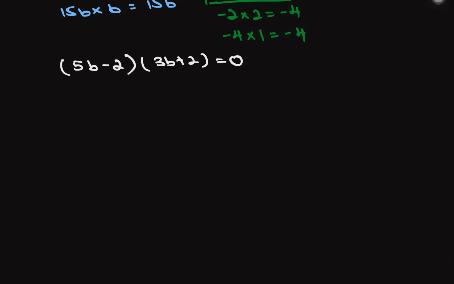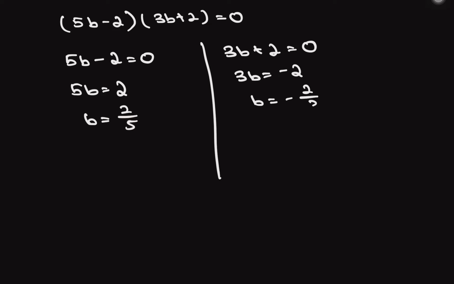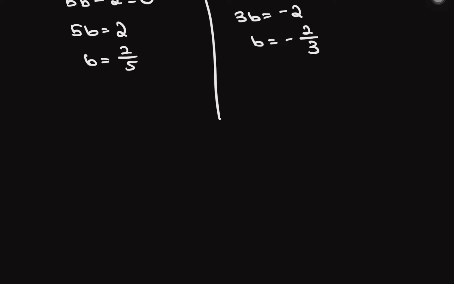And to solve for the value of b, you can get two equations, which is 5b minus 2 equal to 0 and 3b plus 2 equal to 0. And to solve for this, you just bring the numbers over. 5b equal to positive 2 and b would be equal to 2 over 5. And for the second equation, 3b equals to negative 2 and b would be equal to negative 2 over 3. And therefore, we have completed this question, and the values of b would be 2 over 5 and negative 2 over 3.